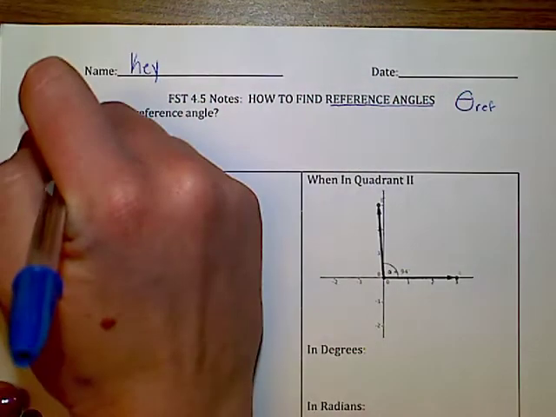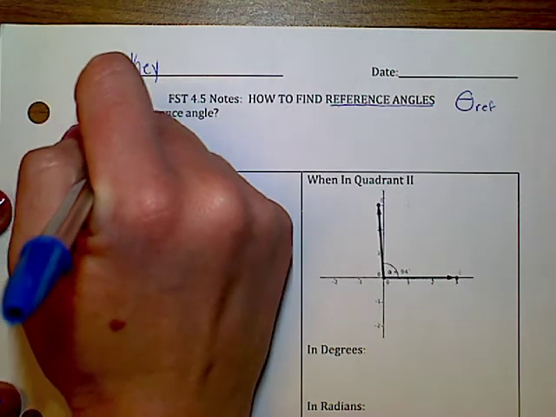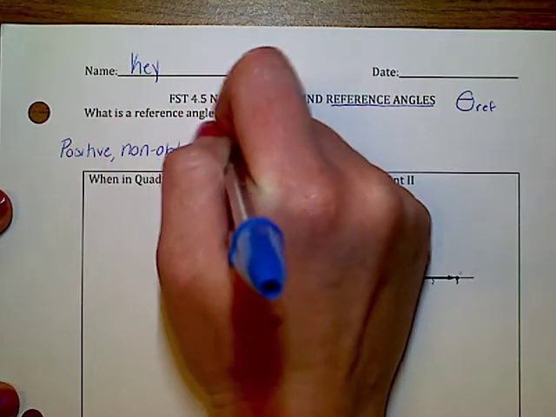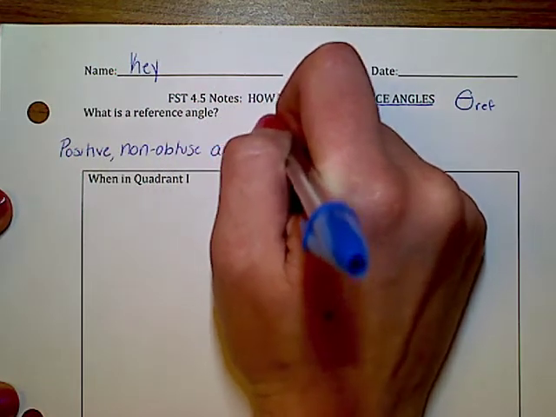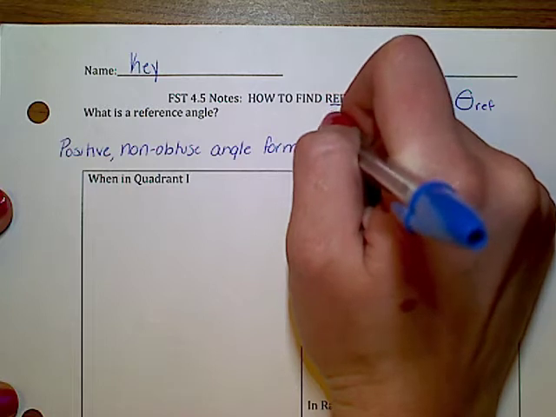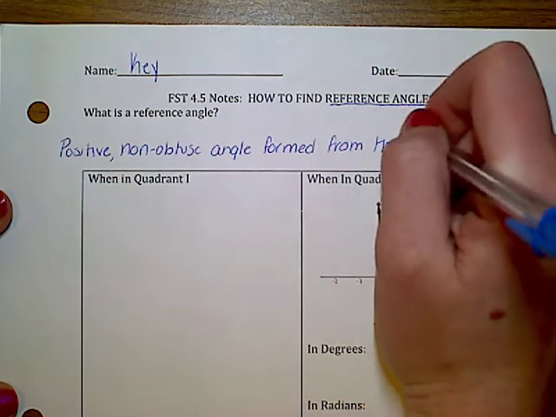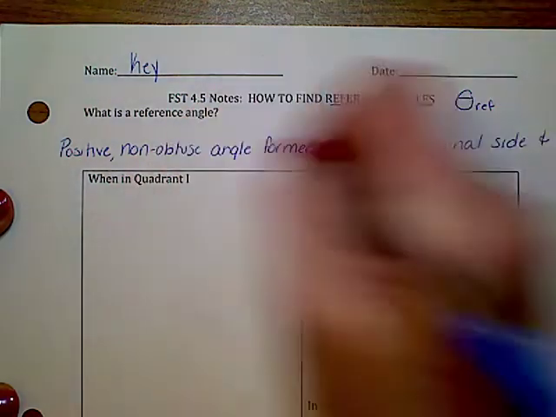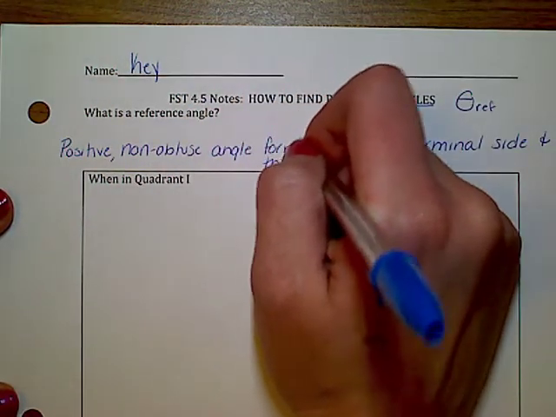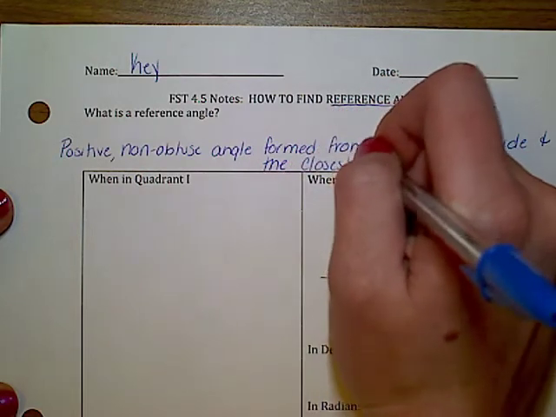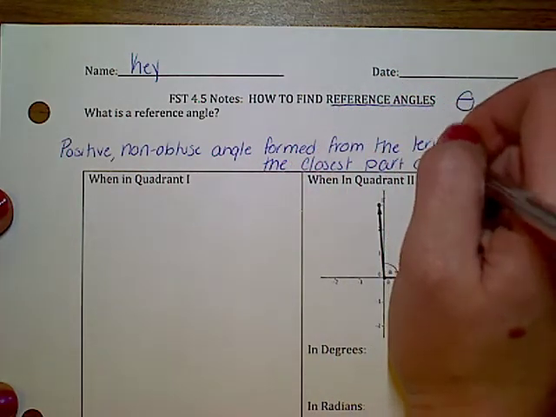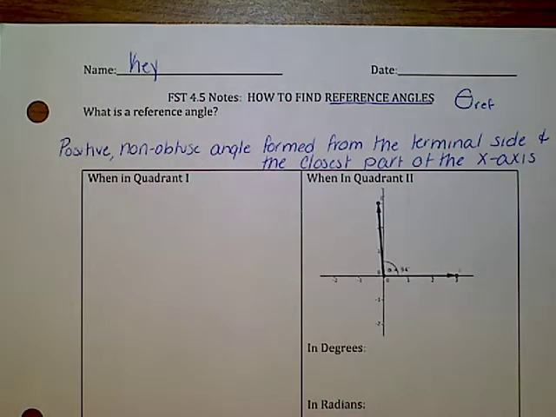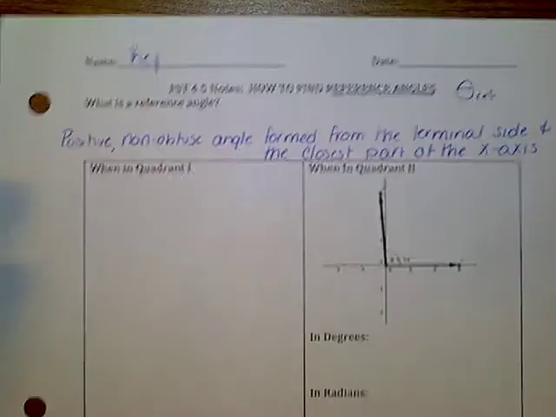Well, it's a positive, non-obtuse angle formed from the terminal side and the closest part of the x-axis. Now, I know that actually has a lot of words going on in it, so I'm going to show you with a picture here what I mean.